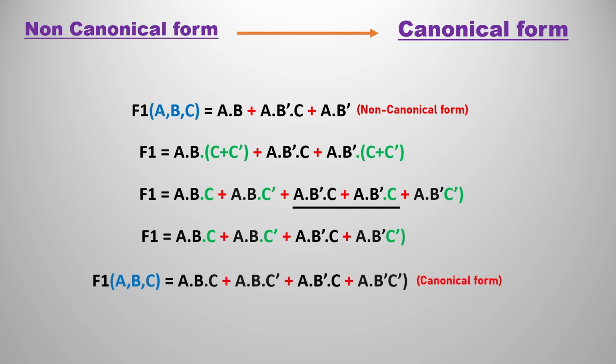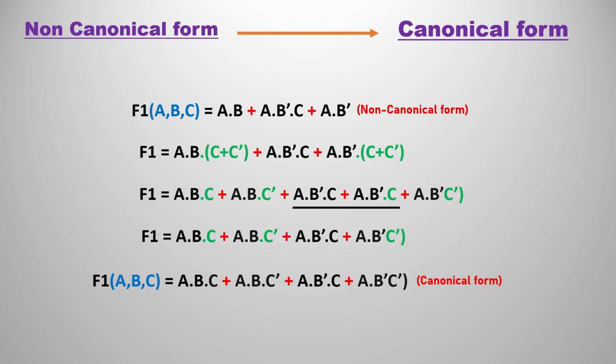As I said, we are going to multiply the non-canonical form terms. The terms that are lacking something have to be multiplied with the missing part. In the first term we are lacking c, so we are going to multiply the first and third terms with c plus c bar. If anything is lacking in any term, we multiply only those terms.